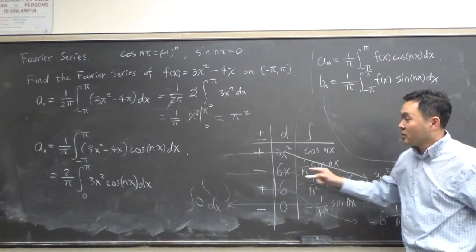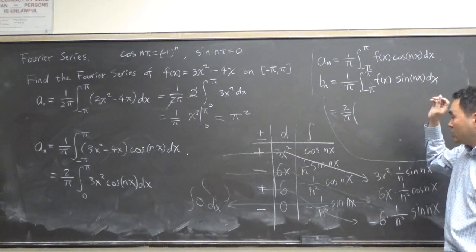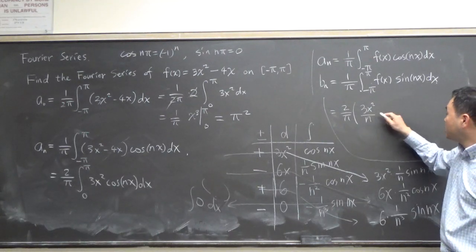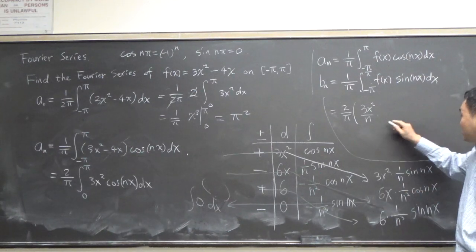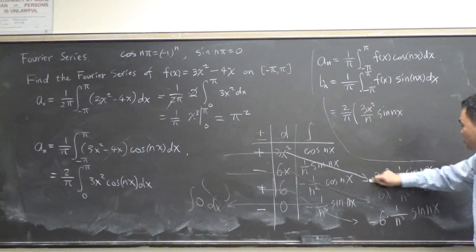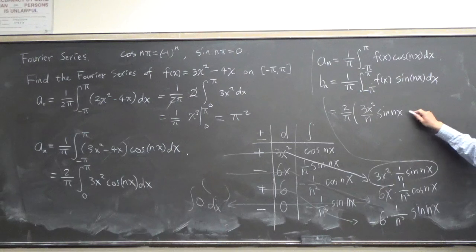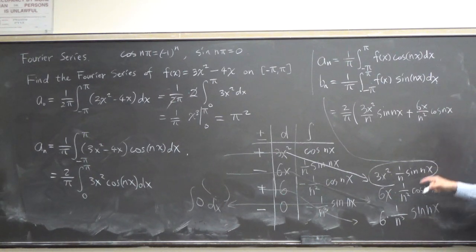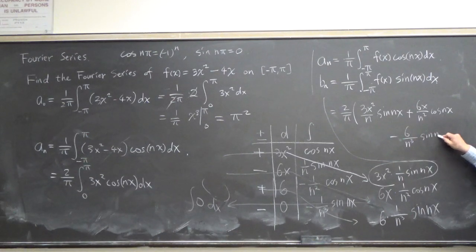So let's write down what we have. It's going to be 2 over pi, 3x squared over n cosine n pi. No, what am I writing? Sine nx. I should be writing this one. Okay. So 3x squared over n times sine nx, and then plus 6x over n squared cosine nx, minus 6 over n cubed sine nx.